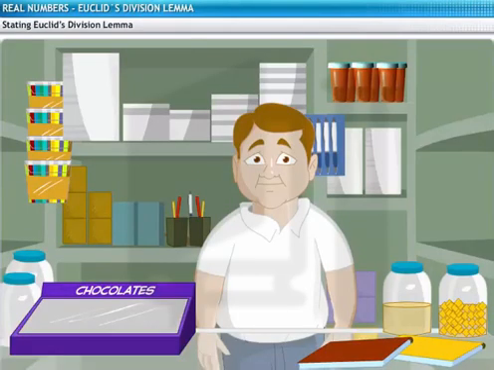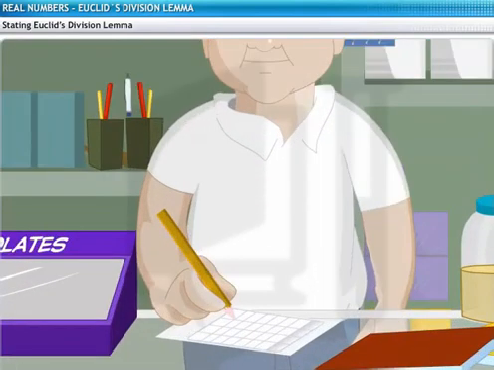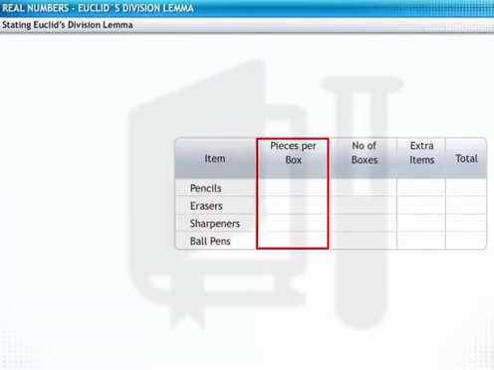Meet Mr. Chatura. He runs a stationery shop. To keep a track of all the items in his shop, he uses a special form. Right now, he's checking his stock. Let's take a closer look at his form. The first column of this table shows the names of different items Mr. Chatura sells. The second column shows the number of items in standard boxes available.